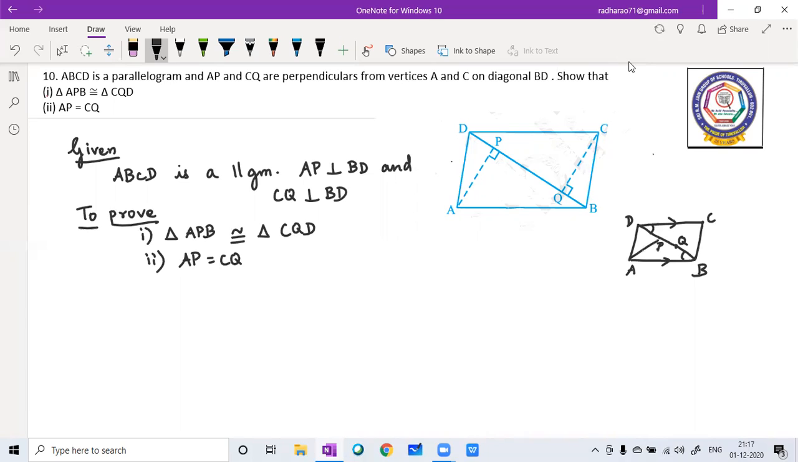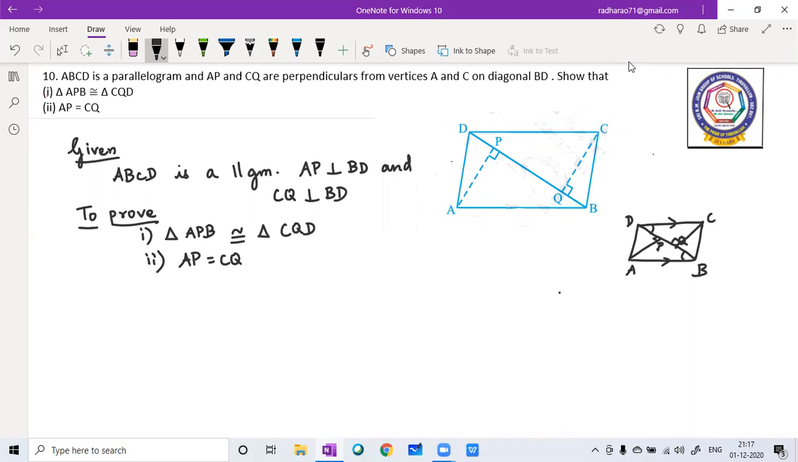This is 90 degree and this is also 90 degree. So AB and DC are parallel and BD acts as a transversal, alternate interior angles are equal. What are they? Angle CDQ and angle ABP are equal. So using that we are going to prove the first one.